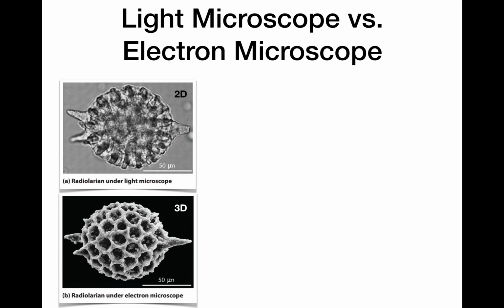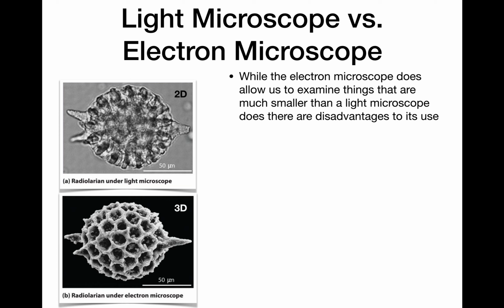So here is the same image of the same specimen under a light microscope and under an electron microscope. This is a radiolarian. It is a protist. You'll notice the electron microscope does allow us to examine things that are much smaller. There are some disadvantages to the way it looks.